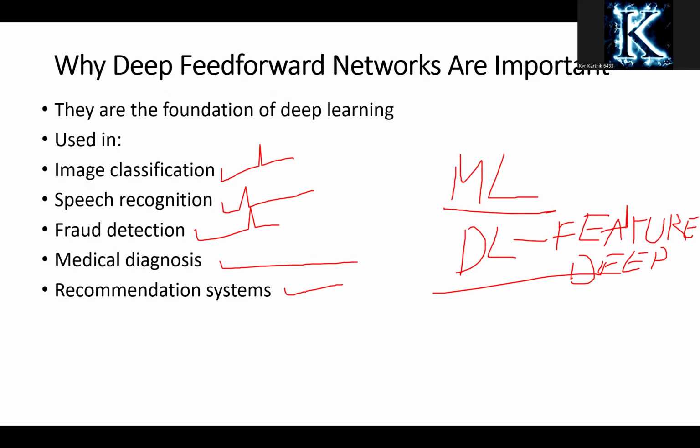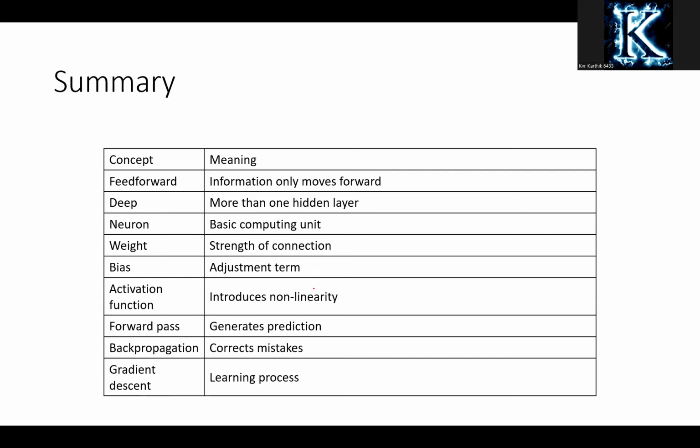Now, in summary, forward is nothing but taking the information to move forward. We are going to extract all the features from all the layers, from one layer to the other layer. So that is more than one hidden layer.